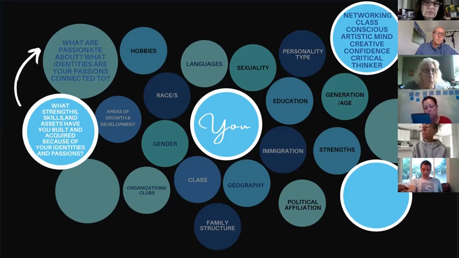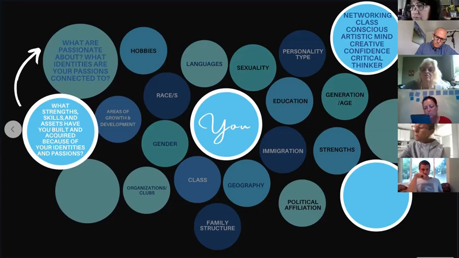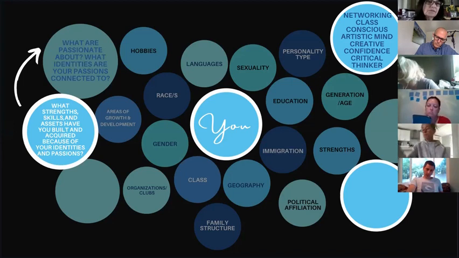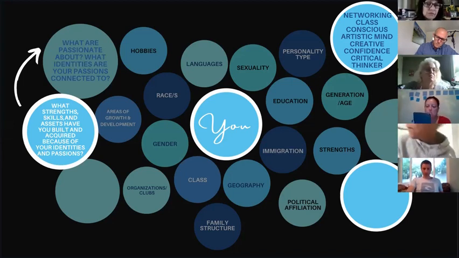So for me, I'm really great at networking. I'm very class conscious. I have an artistic mind, although I am garbage at drawing. I'm garbage at painting. But I have a very artistic mind. Like, I think very creatively. And that's another reason why I did this graffiti street art project, because that was something that I could conceptualize and I could think artistically about. And I have a lot of creative confidence.